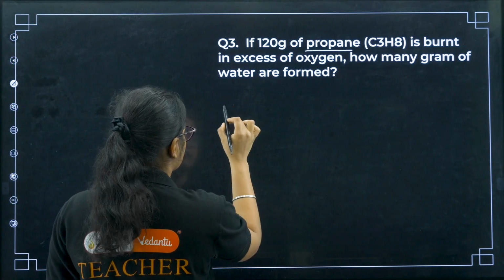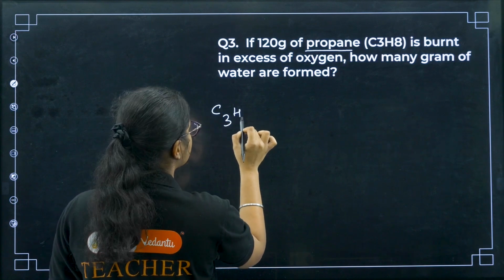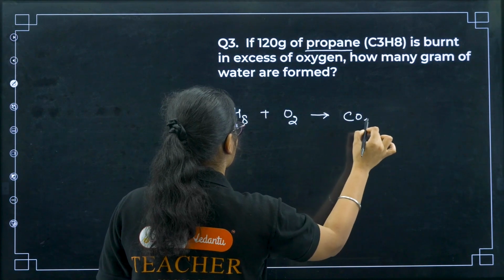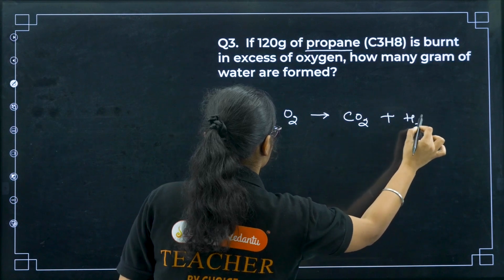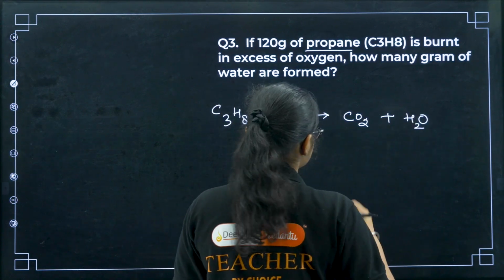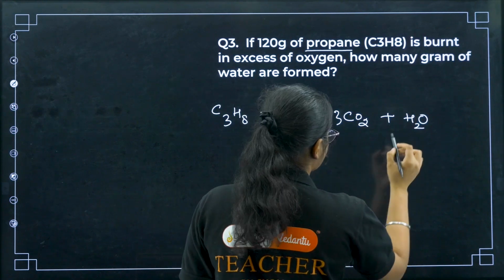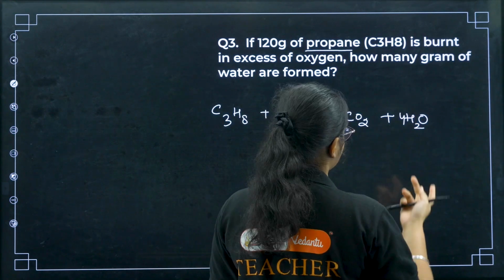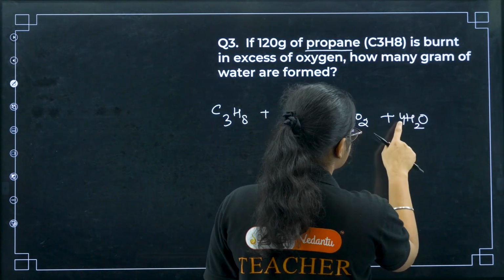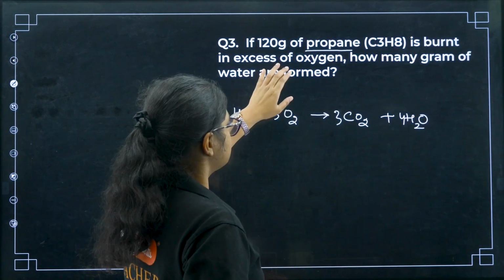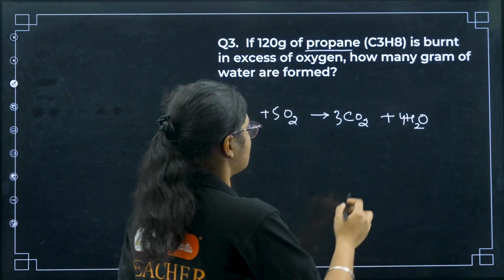So if you have propane, that is C3H8 plus O2 will give me CO2 plus H2O. Now if I want to balance this one, it will become 3 CO2. Now 8 hydrogen are there, so 4 into H2, that is 8. So 3 2s are 6 plus 4 is 10 oxygen, so I have 5 O2. It is saying how many gram of water will be formed.